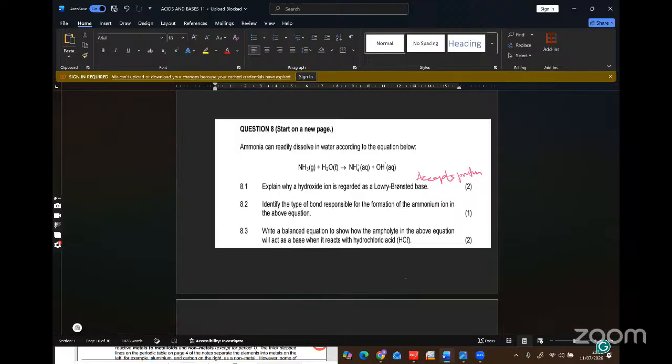Then identify the type of bond responsible for the formation of the ammonium ion in the above reaction. I say this one is a coordinate covalent bond. We can say dative covalent bond. Okay? Dative covalent bond. And then the last one says, write a balanced equation to show how the ampholyte in the above equation will act as a base when it reacts with hydrochloric acid.